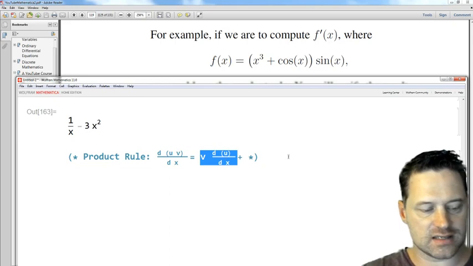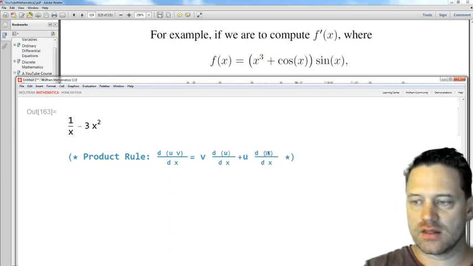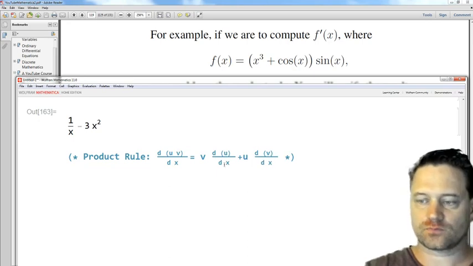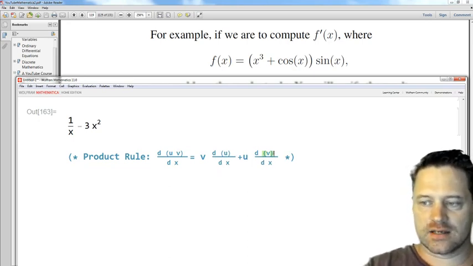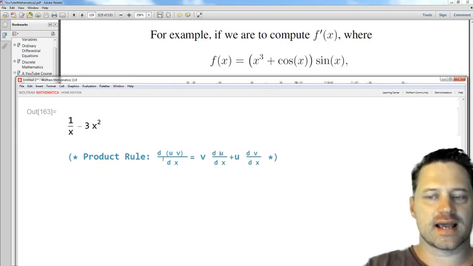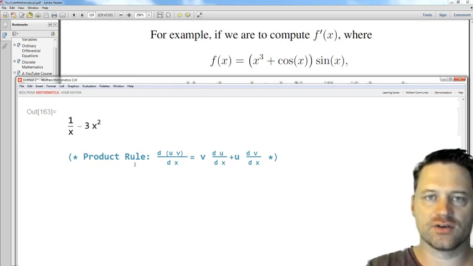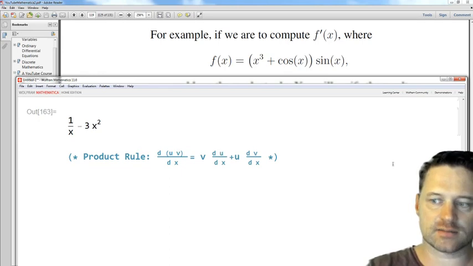Okay, so I'll copy this, change this into a U and this into a V. Okay, and so we can get rid of the brackets because it's pretty clear what we mean there. So the product rule says that the derivative of the product uv with respect to x is equal to v times the derivative of u with respect to x plus u times the derivative of v with respect to x.